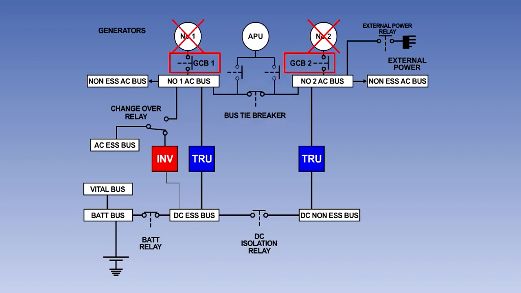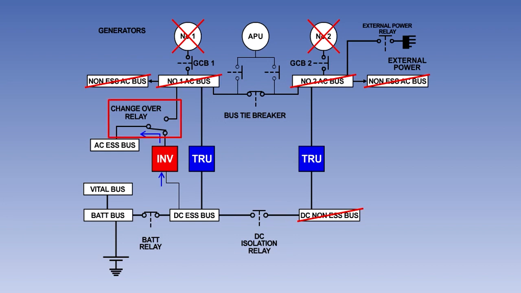If both engine-driven generators should fail, once again their generator control breakers will open, disconnecting them from their bus bars. The main AC bus bars and their associated non-essential bus bars will no longer be powered. The battery will power the DC essential bus bar through the closed contacts of the battery relay. And the DC isolation relay will open, cutting off power to the DC non-essential bus bar.